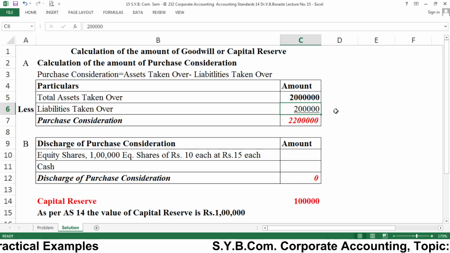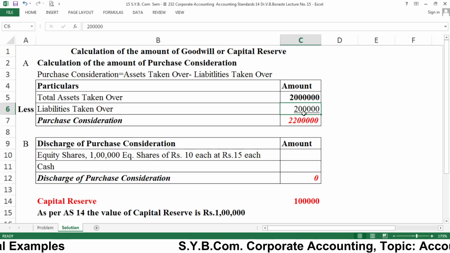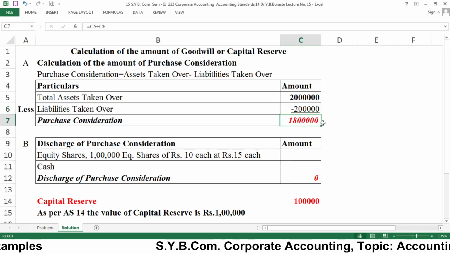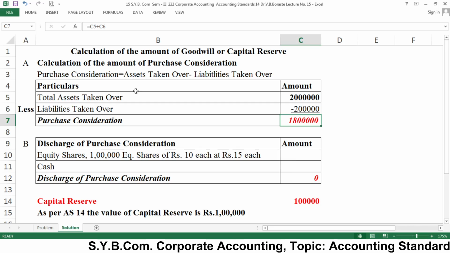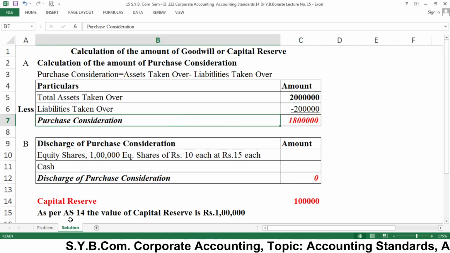So assets taken over 20 lakhs and the liability taken over 2 lakh. That means we have to deduct this amount from the assets taken over. So minus 2 lakh, the amount will be 18 lakh. So 18 lakh is our purchase consideration. As per the formula, purchase consideration equals assets minus liabilities which are taken over by the new company. So this is assets taken over and we got the PC as 18 lakh.